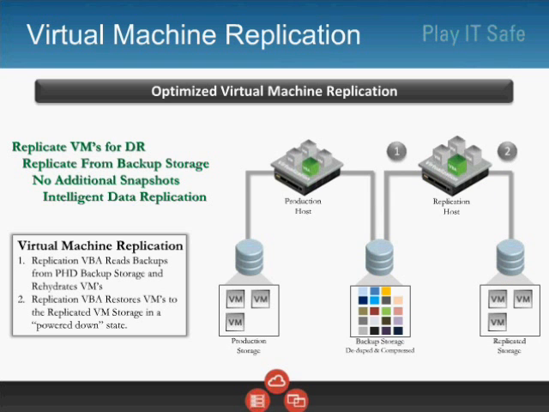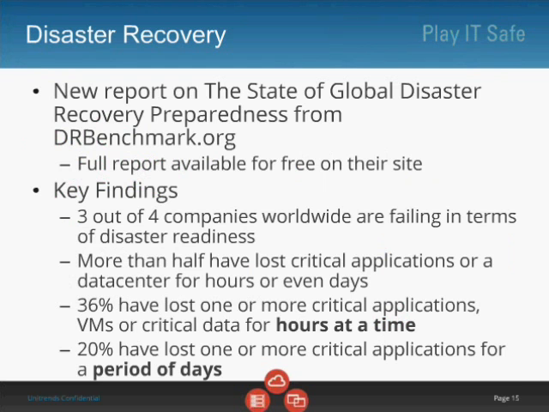I wanted to tell everybody about a report that I just read the other day, and I think is very valuable in this conversation. It was on the state of global disaster recovery preparedness, and it's from an outfit called drbenchmark.org. The full report is available for free on their site, so you can visit drbenchmark.org at any time and download it. But there were some key findings that struck me as interesting. Of the folks that took the survey, the range was between 500 and 750, I believe.